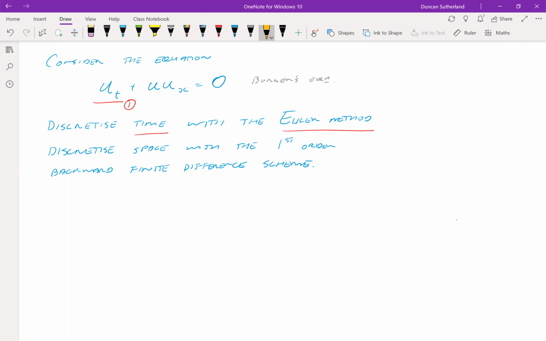And then we're going to use our spatial component, that's this bit here, right? We're going to use the first order backward finite difference scheme. Right, so we'll have to figure out what these both mean. So let's look at the Euler method first.